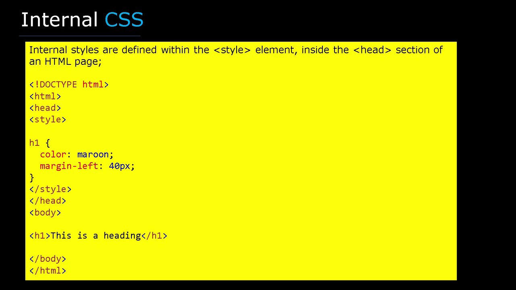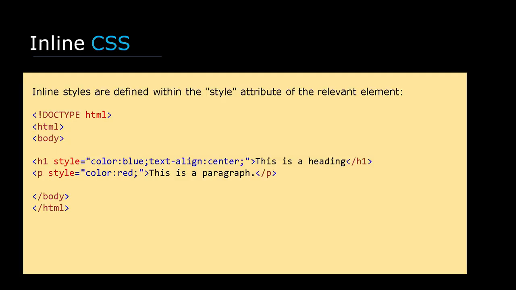And internal CSS. In internal CSS, styles are defined within the style element. We use the style tag inside the head tag. Then inline CSS. Inline styles are defined within the style attribute of the relevant element. In this, we use the style attribute on the element and write the styles. Still, we are going to see the example.